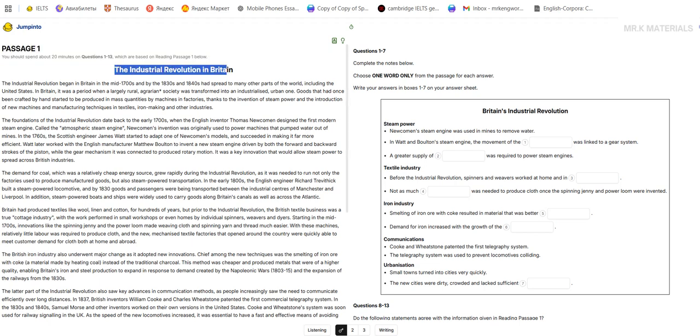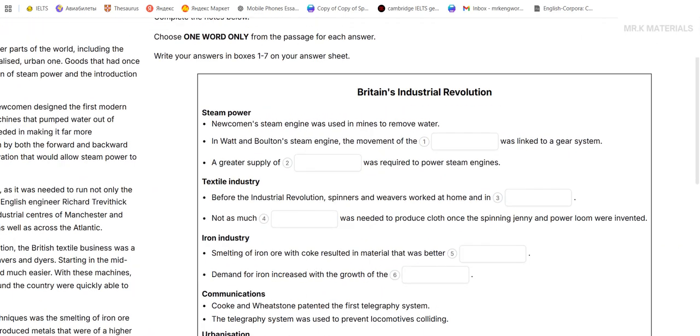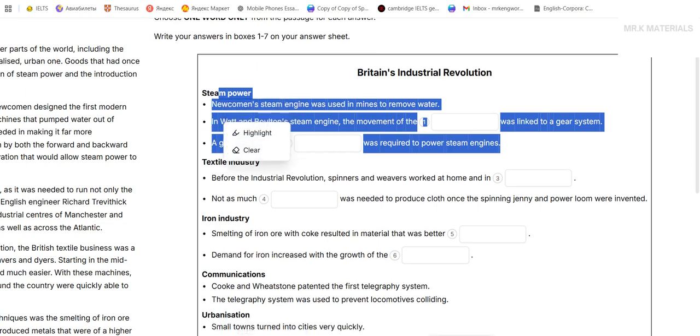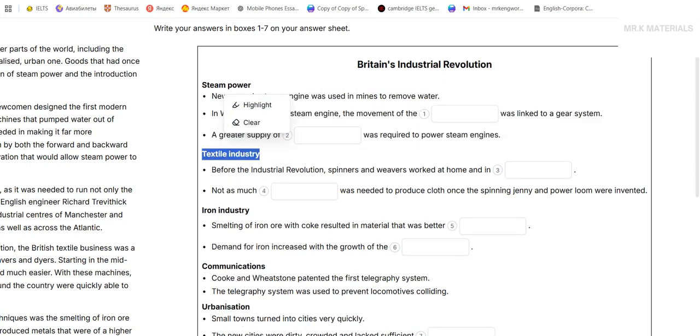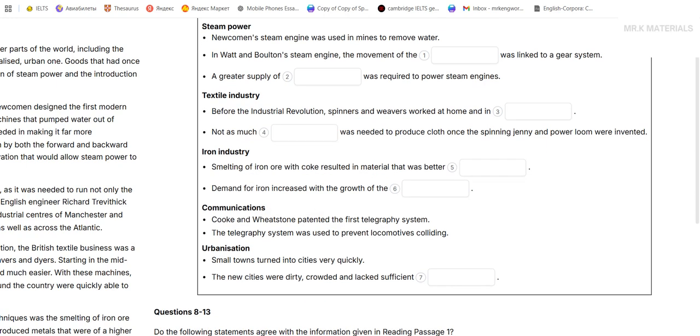Okay, let's go ahead then. Let me start from previewing the questions. So what do I need? What is my purpose? I need to work with information about steam power. So some parts are going to be about steam power. That's good. All right, then I need the textile industry. Then I need info about the iron industry. So I need to find this location clearly.